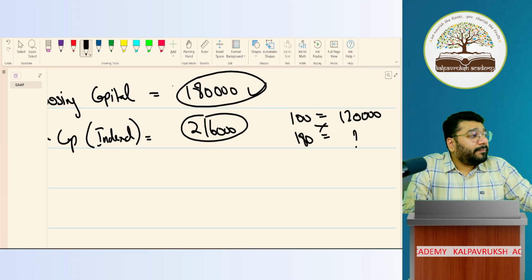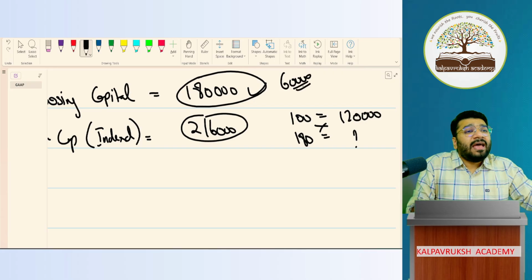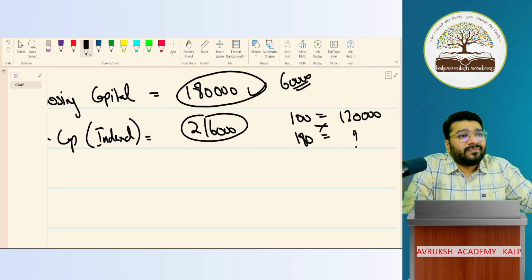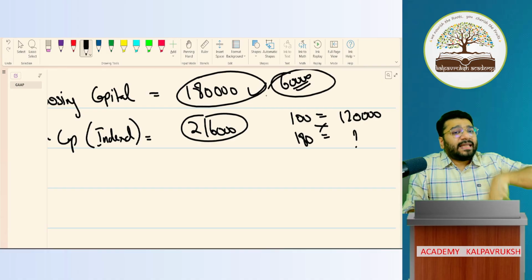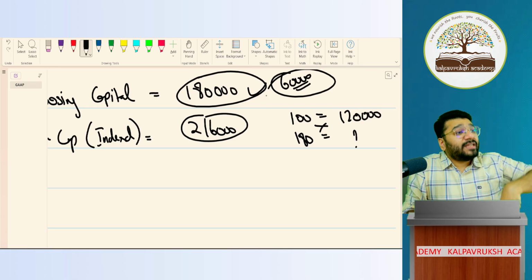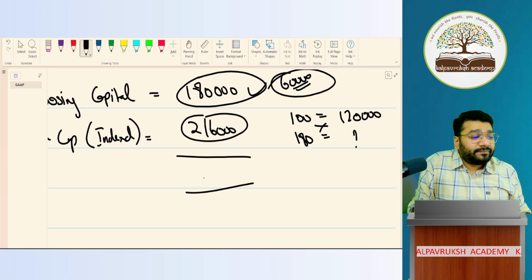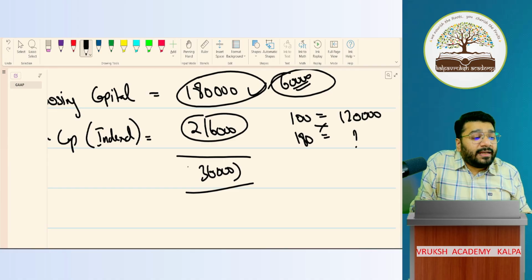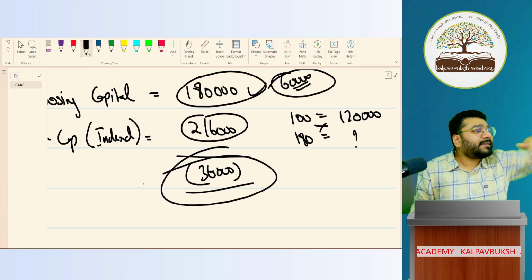So this gentleman, even though you're telling that one side 60,000 profit is earned, has he actually earned anything? No. Because of inflation, this entire profit has been gulped down. Inflation has eaten away the entire profit. And on top of that, how much money do we need further? 36,000 money is needed. So from where will you get? From whom will you get this extra money?